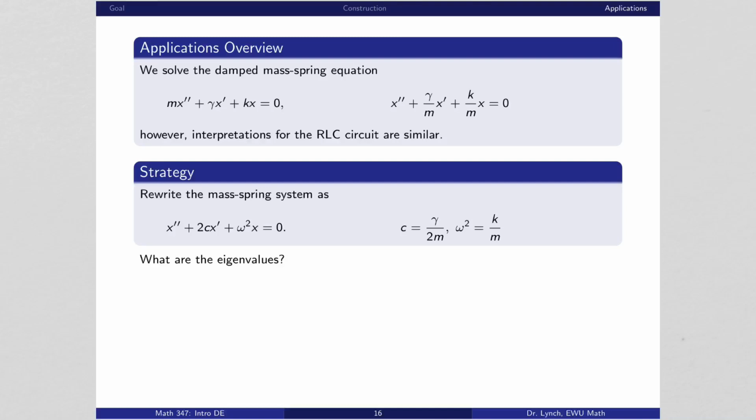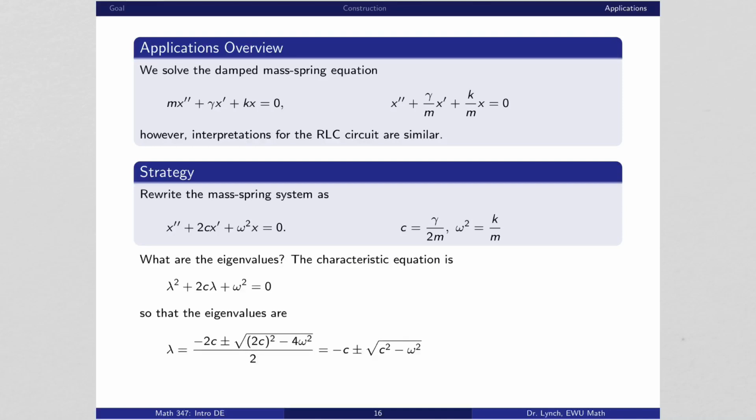So we know how to solve this sort of equation. We'll try a solution of the form x equals e to the lambda t. We'll find the corresponding characteristic equation, lambda squared plus 2c lambda plus omega squared is 0. And now you can see why this factor of 2 is convenient. It just makes the quadratic equation turn out a little bit cleaner. The eigenvalues lambda are minus c plus or minus the square root of c squared minus omega squared. Okay, so you can sort of see where this is headed.